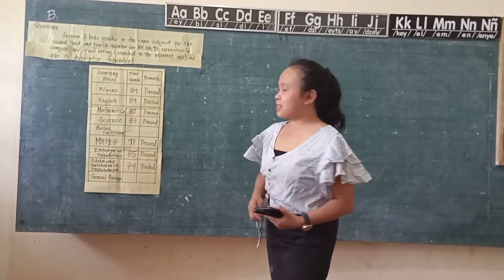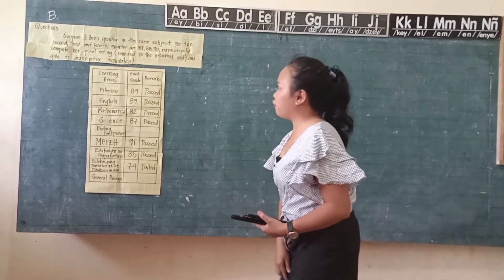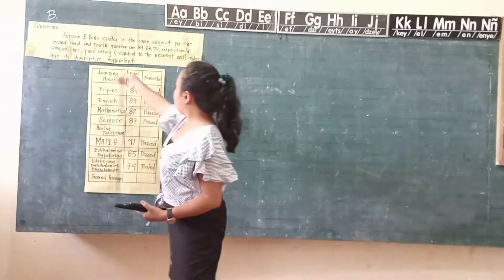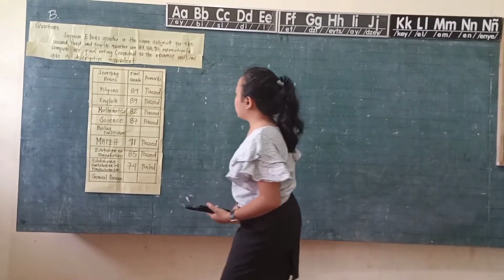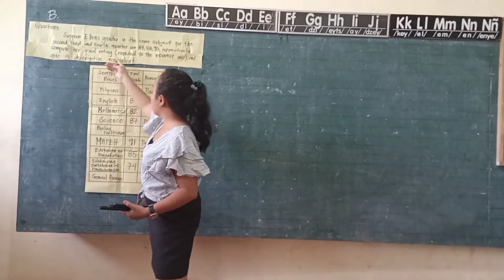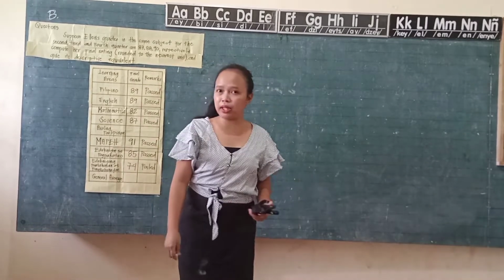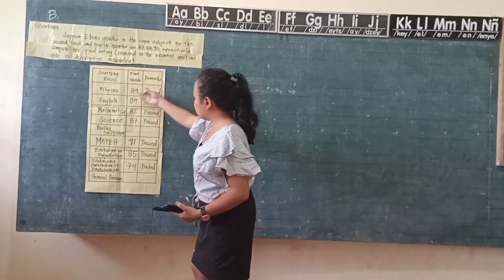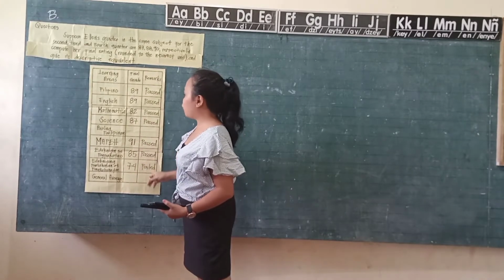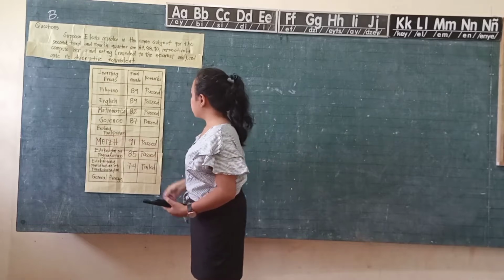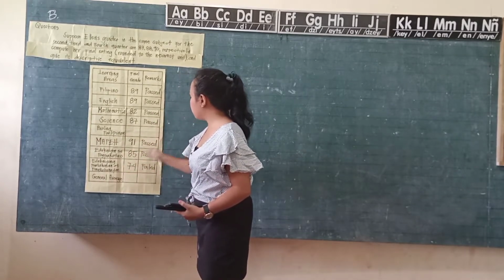Let's proceed to task 2, letter B. Suppose Ellen's grades in the same subject for the second, third, and fourth quarter are 87, 88, 90, respectively. Compute her final rating rounded to the nearest unit and give its descriptive equivalent. So we are going to find Ellen's final grade in Araling Panlipunan, the remarks, and of course the general average and the remarks also.